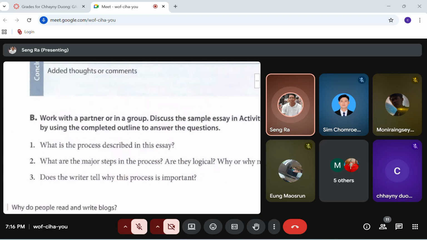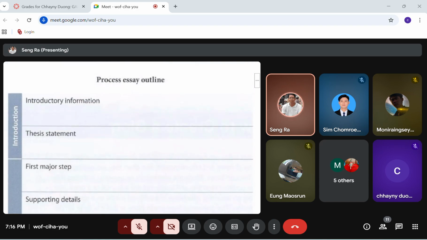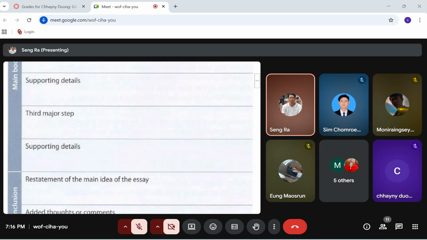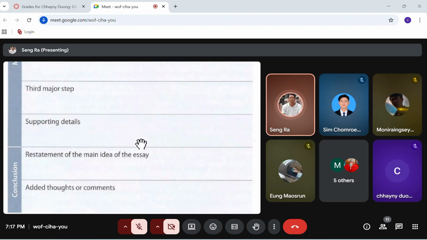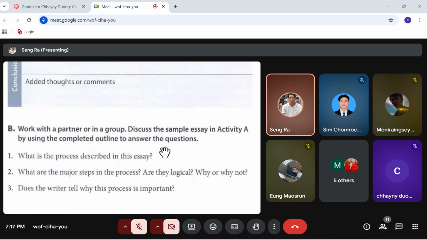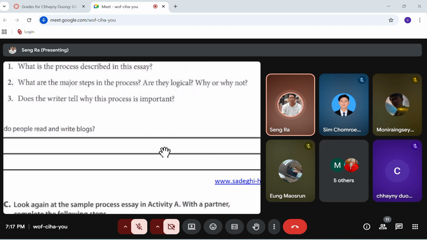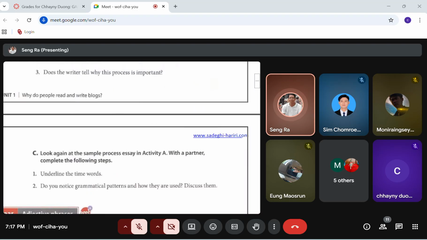These are the questions reflecting on the essay here. Like, what is the process described in this essay? What are the major steps in the process? Are they logical? Why not? Does the writer tell why this process is important? So you can answer from the reading of this essay. I won't take long for this. I will move on now.